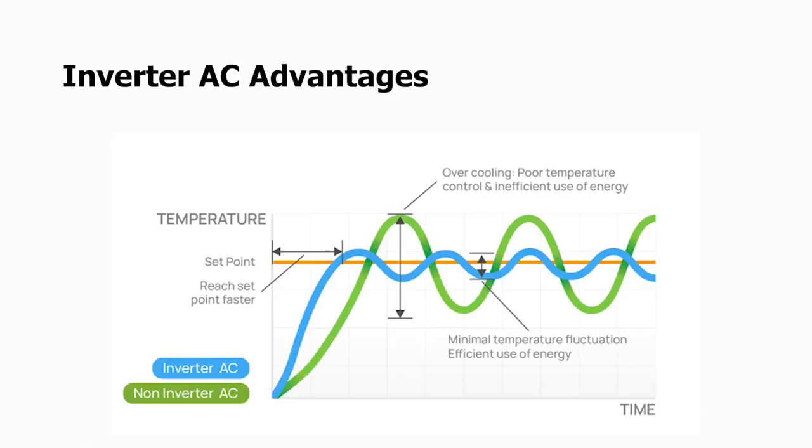They can cool rooms more quickly. The ability to vary compressor speeds also allows inverter ACs to cool rooms more quickly, as it can adjust to fit the room's temperature requirements.